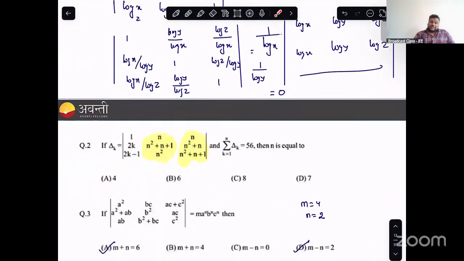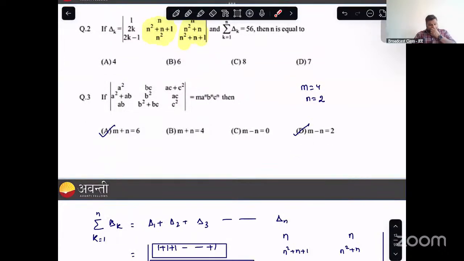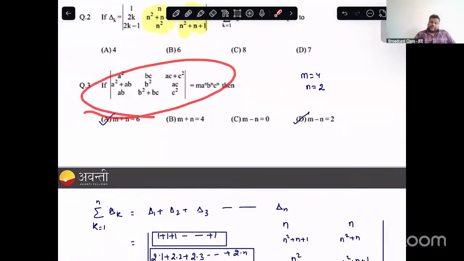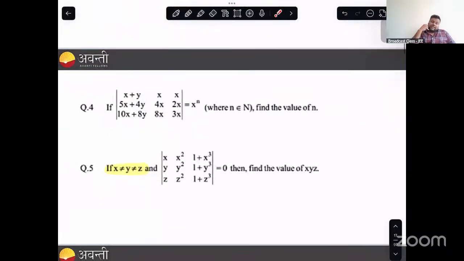This question was simple. Then we have done this question, which was dependent on the summation of determinants. Then a simple question again on the expansion. Then we have done these two questions. They were easy and not so difficult for you guys to understand.